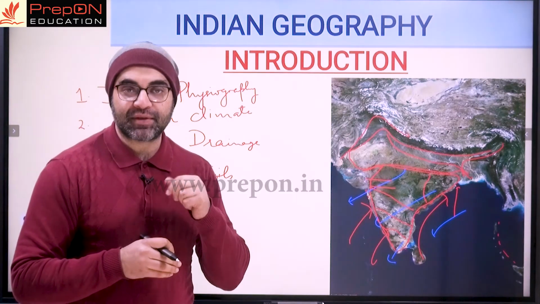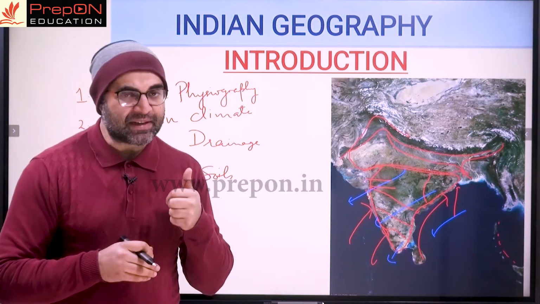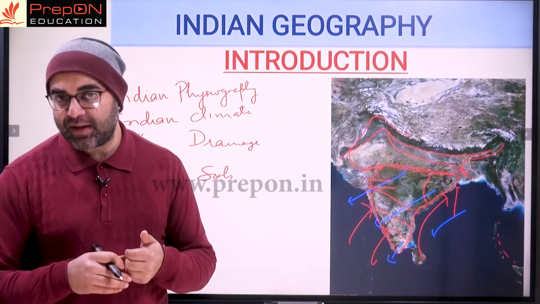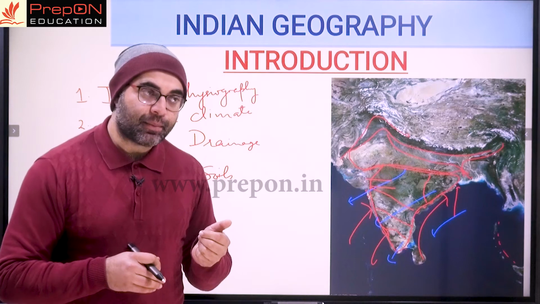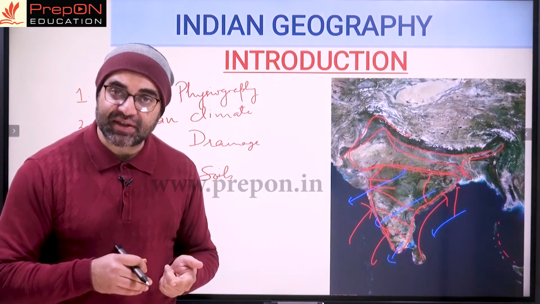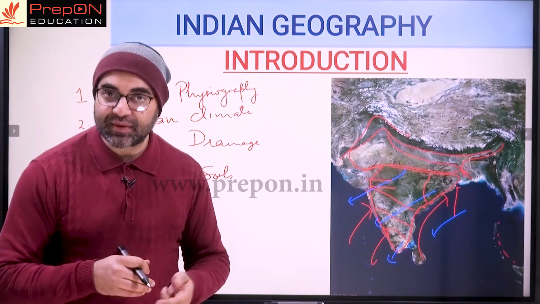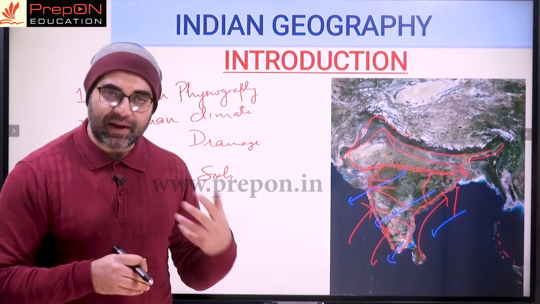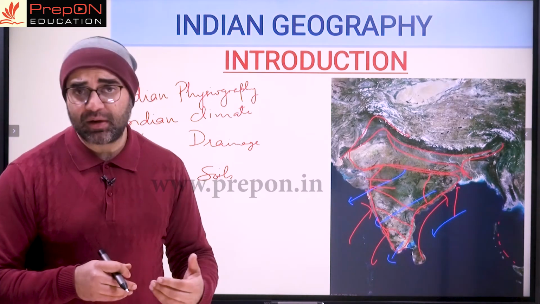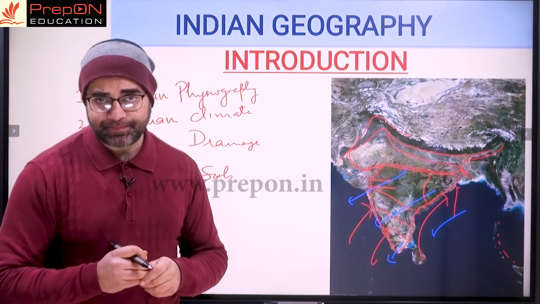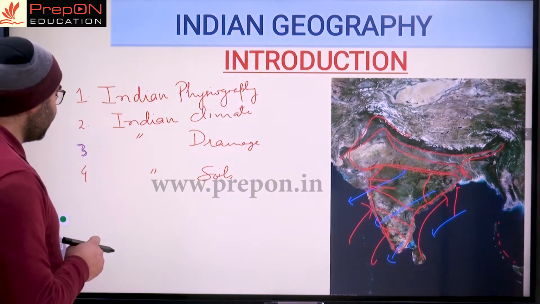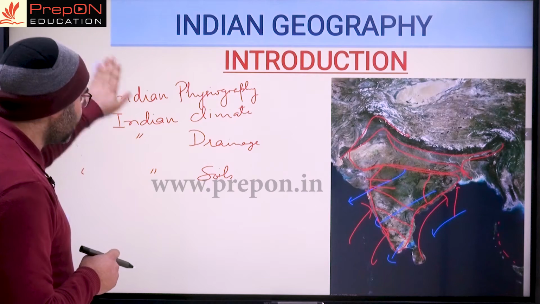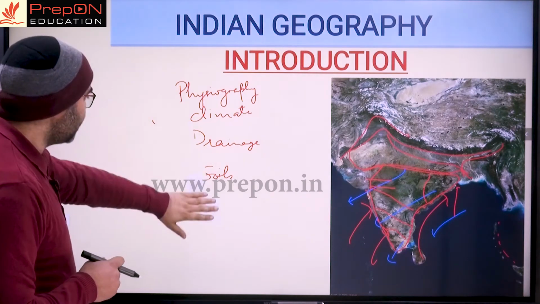Like soil erosion: tons and tons of soil are lost every year by floods and many other causes. Then also soil fertility in India is reducing because of overuse of fertilizers. And then we'll see other soil problems like waterlogging to dryness, everything. So this would be the first part, what we call Indian physical geography.